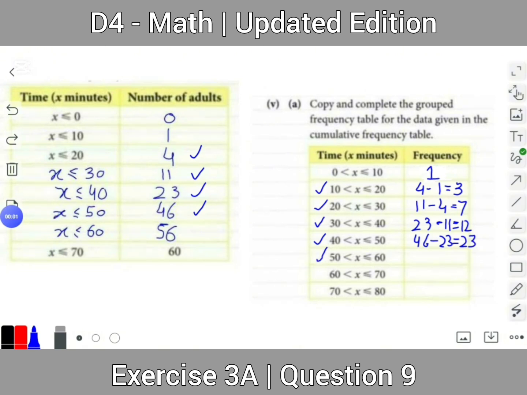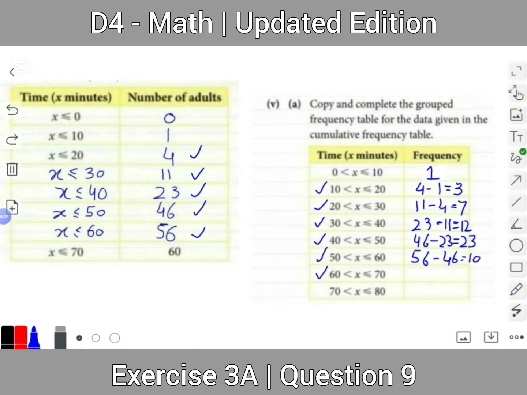To find out the frequency for the class interval 50 to 60, subtract the cumulative frequency of the previous class interval 40 to 50 from the cumulative frequency of the class interval 50 to 60. So 56 minus 46 will give us the frequency of 10.